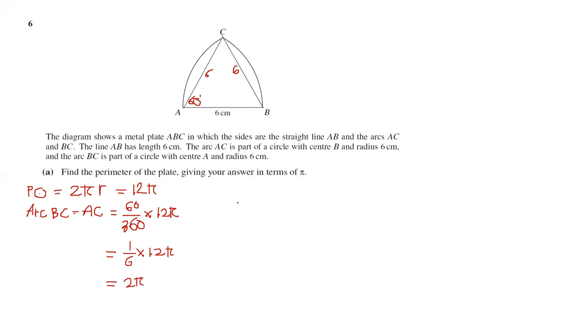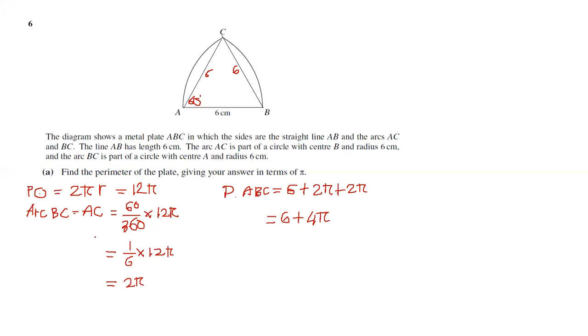So the perimeter of ABC equals 6 plus 2 pi plus 2 pi, which equals 6 plus 4 pi. Yeah, this one.